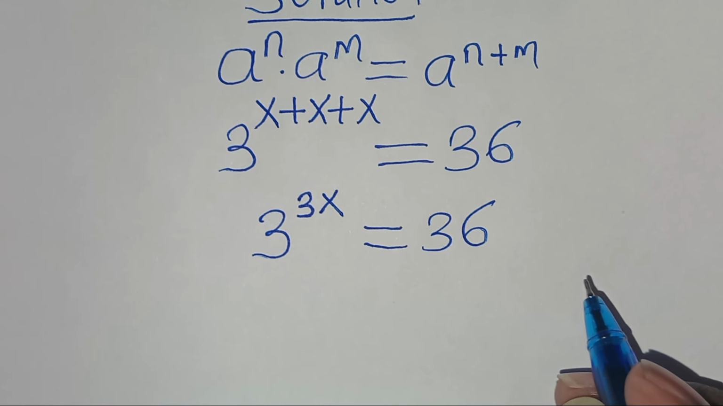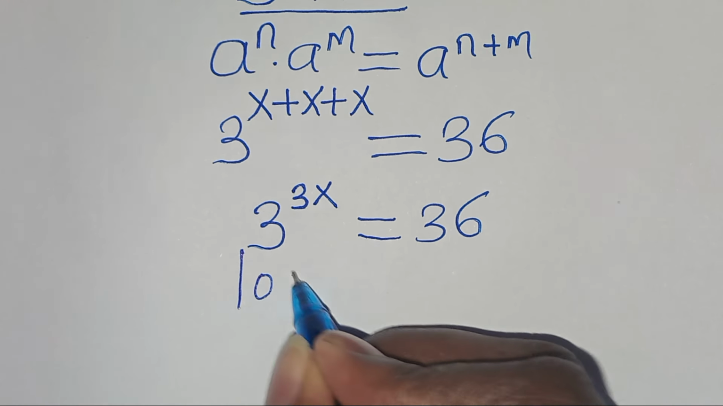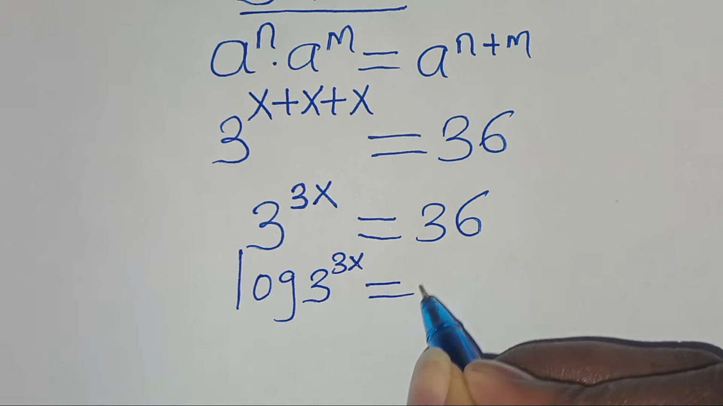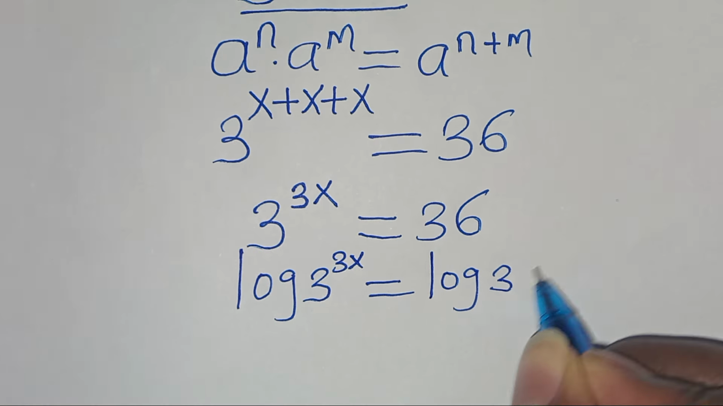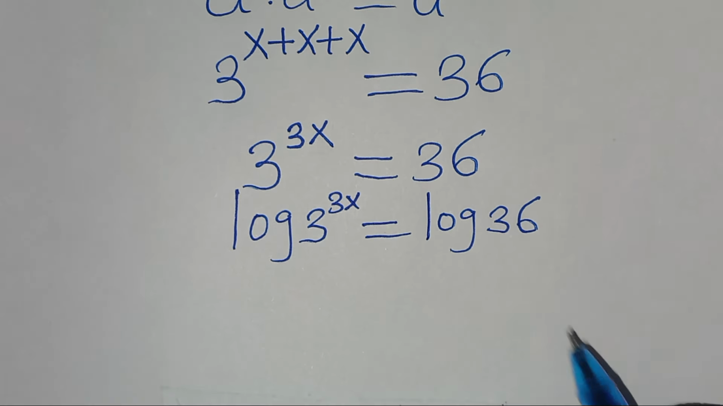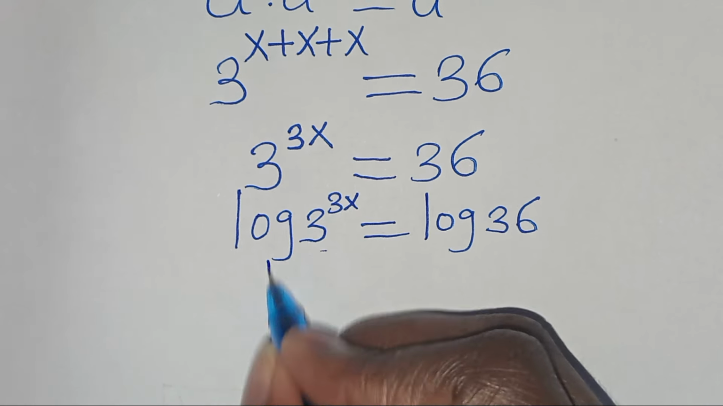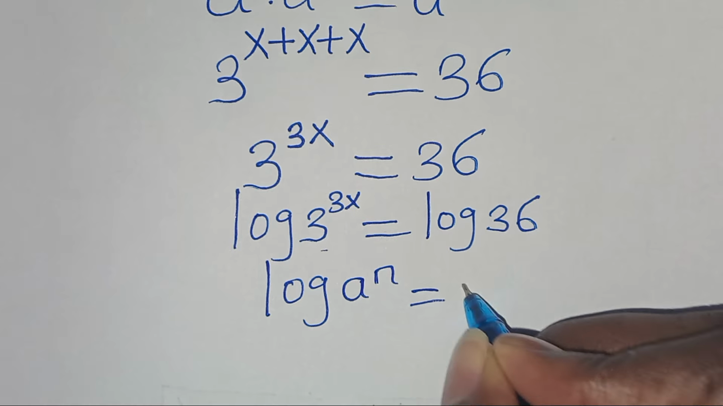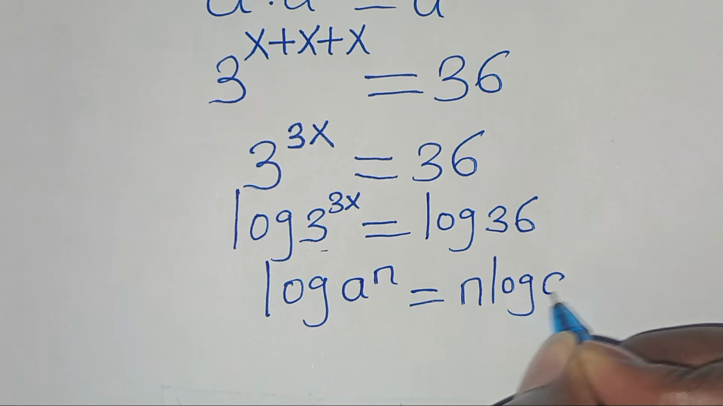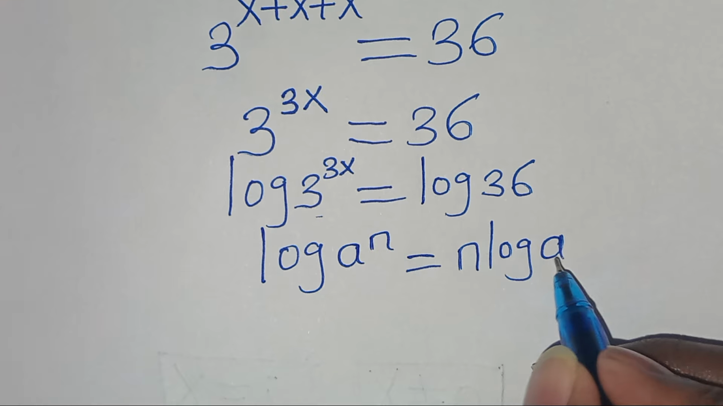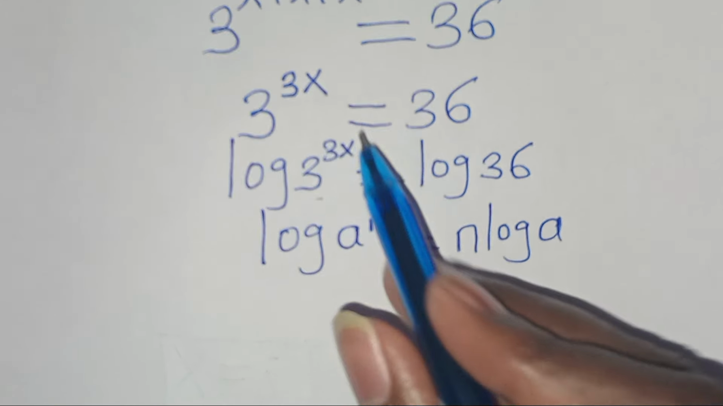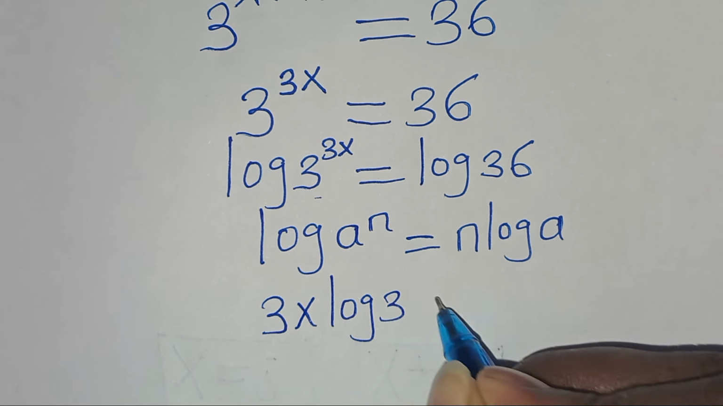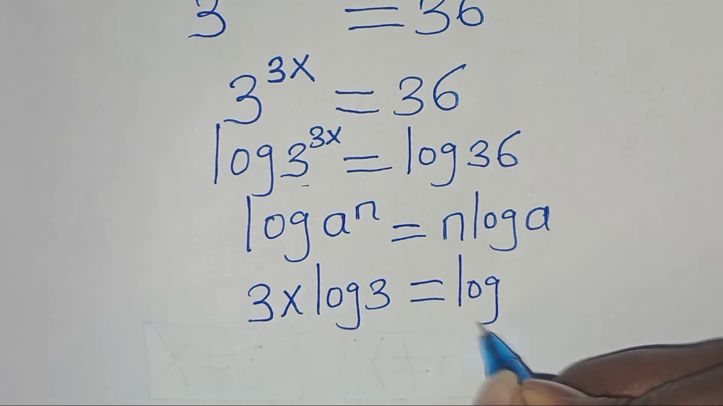To solve for x here, we introduce logarithm on both sides such that we have log 3 to the power of 3x equal to log 36. We have that log 3 to the power of 3x is in the form of log a to the power of n, which we can express as n log a. Applying this power rule property of logarithm, then we have that log 3 to the power of 3x becomes 3x log 3. This is equal to log 36.